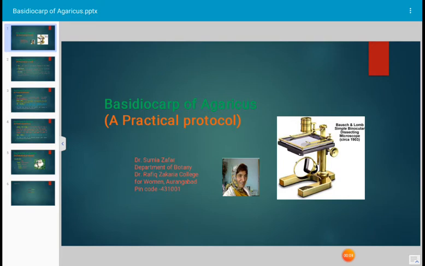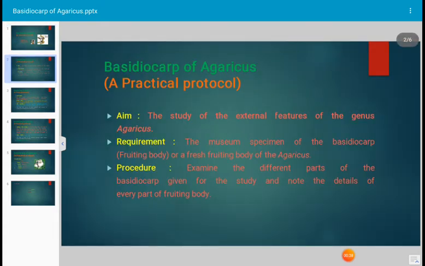Today's topic for discussion is a practical protocol of mycology. And today's practical is the structure of basidiocarp of agaricus. Basidiocarp is a fruiting body of agaricus, and agaricus is a member of basidiomycetes, and most of the fungi of basidiomycetes produce fruiting bodies. These fruiting bodies are described as basidiocarp, or it is also known as fruiting body. Let us see the structure of basidiocarp.